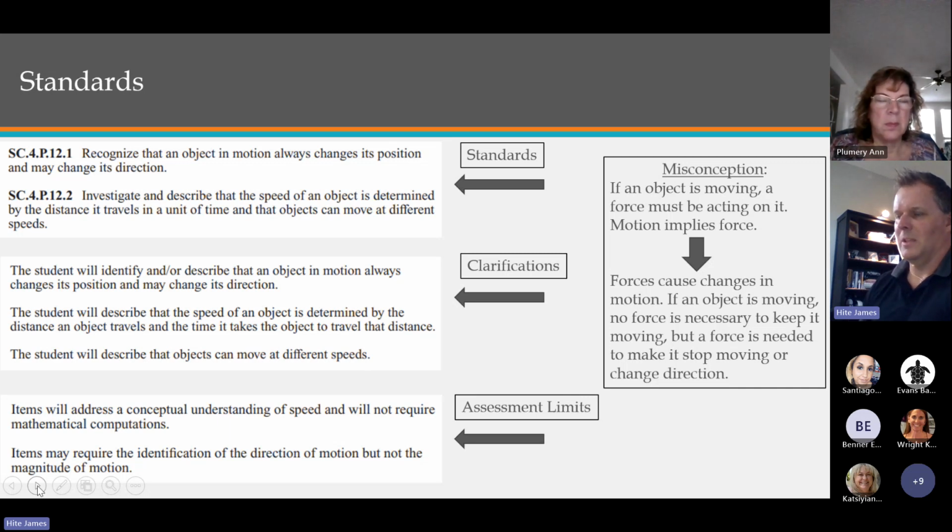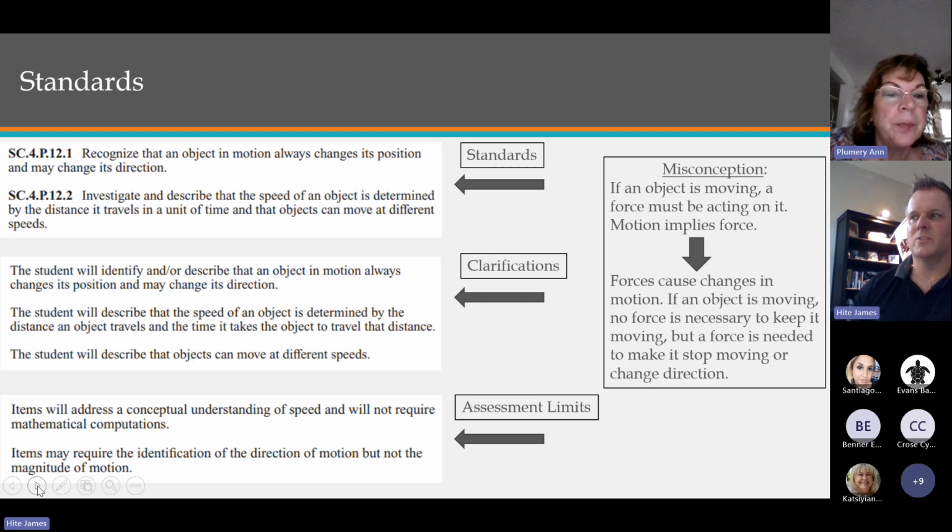And then assessment limits. This is actually coming from the updated specs booklet that came out in 2021. There were minor little changes in some of the wording, and some of the standards did change. Some of the clarifications and assessment limits did change a tiny bit, but we'll highlight any of those changes if they come up. But here, nothing really changed.